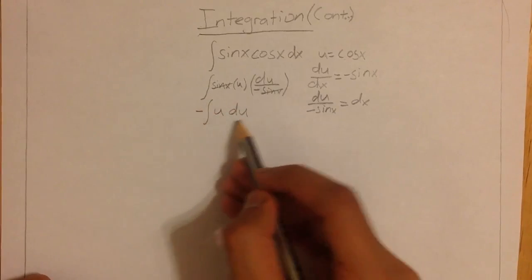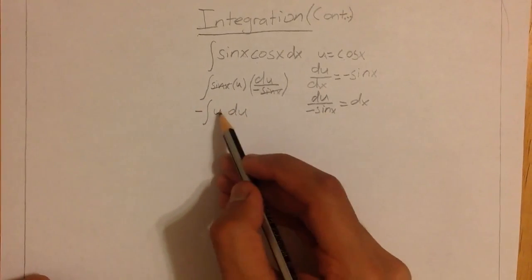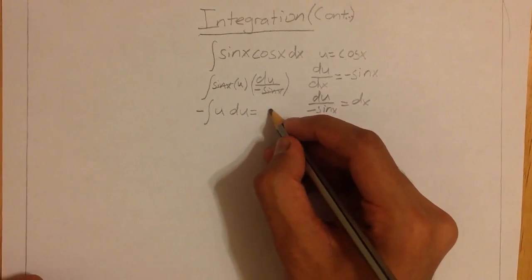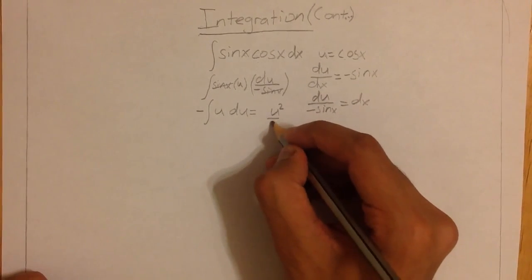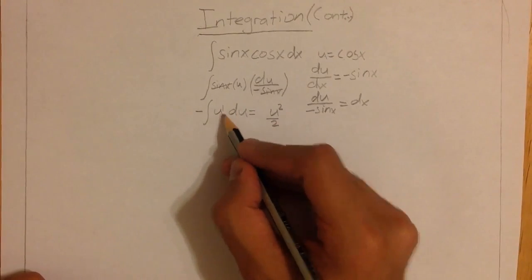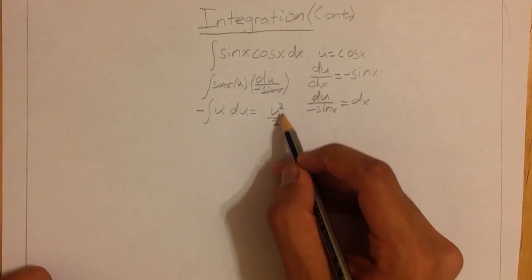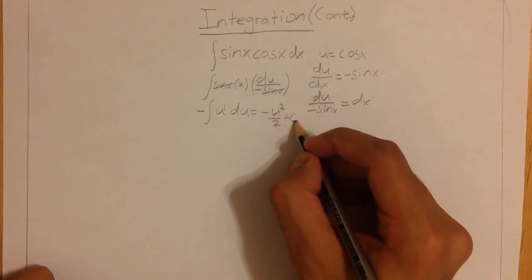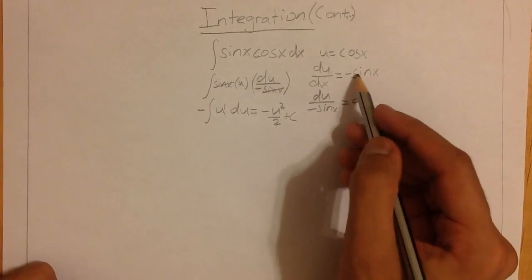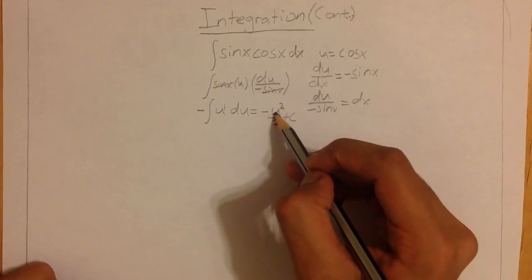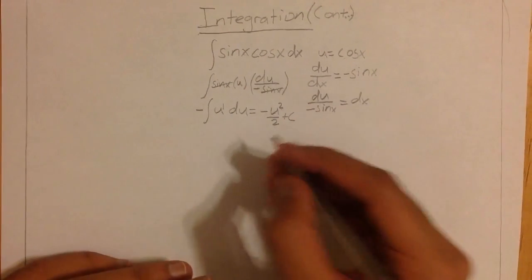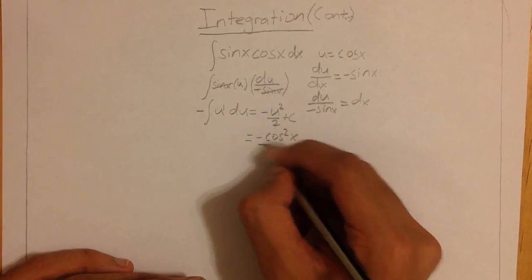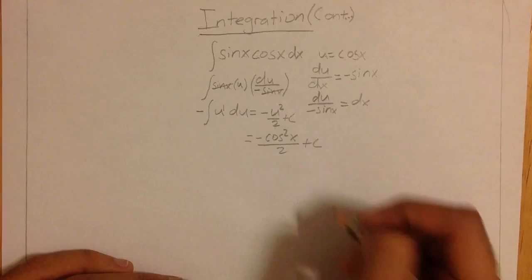Because everything is in terms of u, we can integrate this now. And since the integral of u is quite simple, it is u squared over 2, because there's an exponent of 1, and we just add the 1 to get the exponent up here and divide by the same number. And then don't forget the negative sign and the plus c. Then we have to substitute the cosine of x back into u to get everything in terms of x again. So that gives us negative cosine squared of x over 2 plus c.